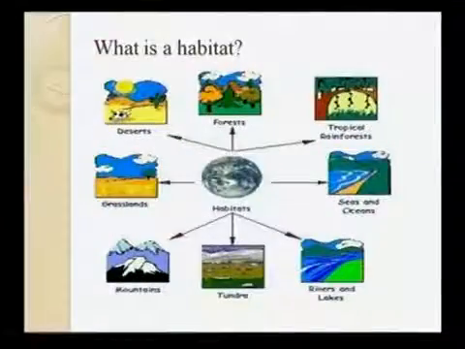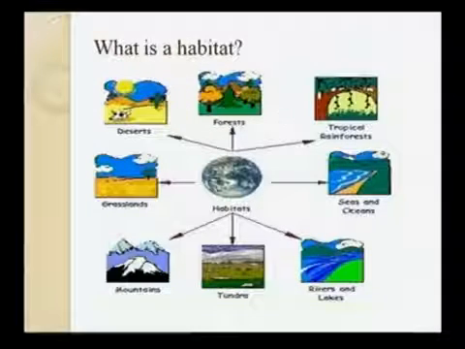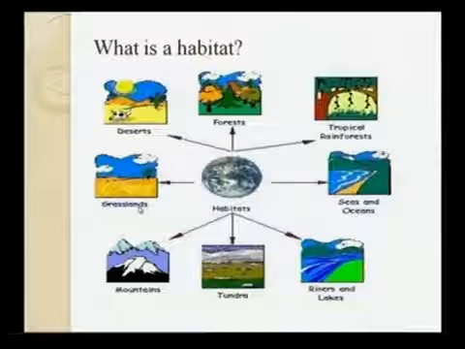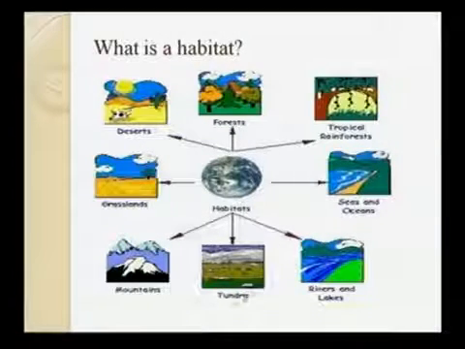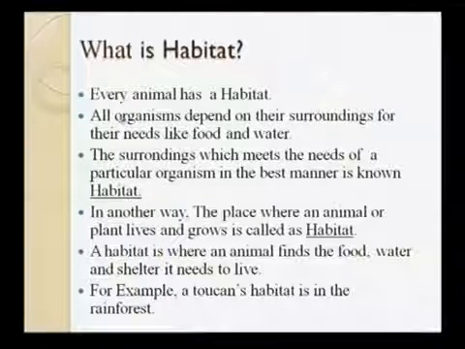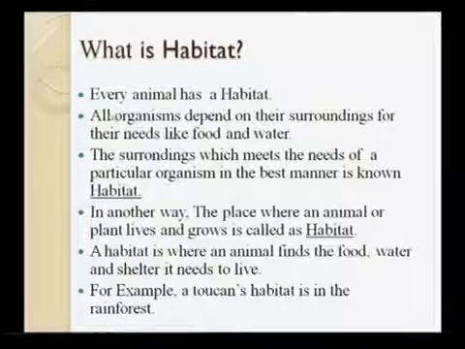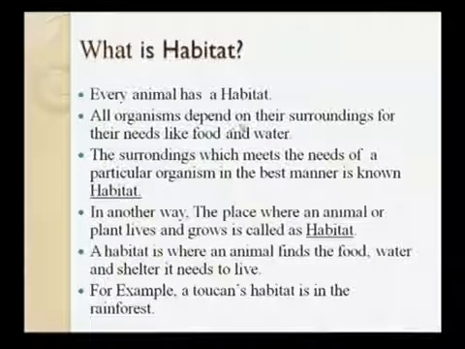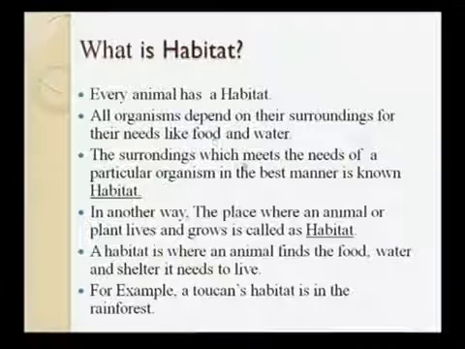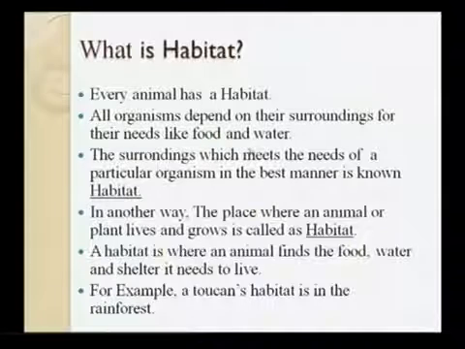Friends, these are some of the habitats here. There are desert habitat, forest habitat and tropical rainforest, seas and oceans and grasslands, mountains, tundra regions and rivers and lakes. These are all the habitats, friends. So look at here. So this is the definition of the habitat, that every animal has a habitat. We know that. And all organisms depend on the surroundings for their needs like food and water and also shelter.